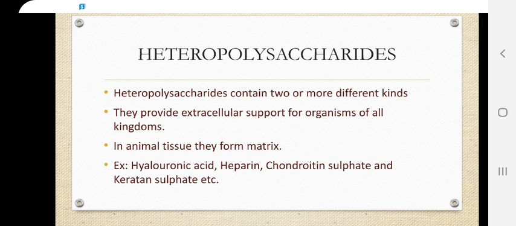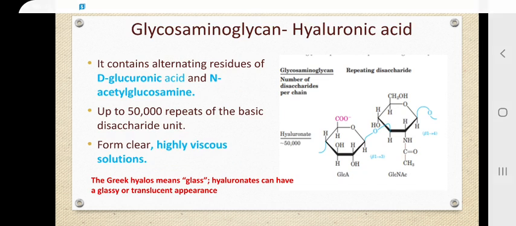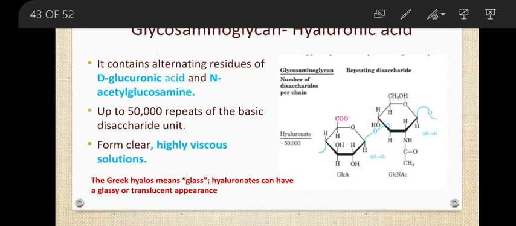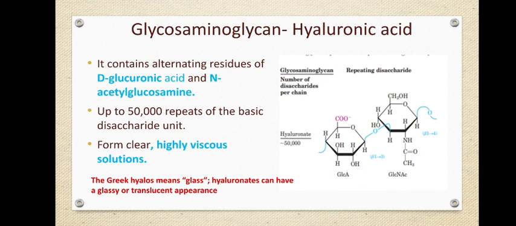So heteropolysaccharides are the polysaccharides formed of more than one type of monosaccharide unit, and they provide extracellular support to organisms of all different kingdoms. Okay, and examples, I am repeating again in this class: hyaluronic acid, heparin, chondroitin sulfate, and keratan sulfate. Now let's see these heteropolysaccharides one by one. They are generally known as glycosaminoglycans. An example is hyaluronic acid.